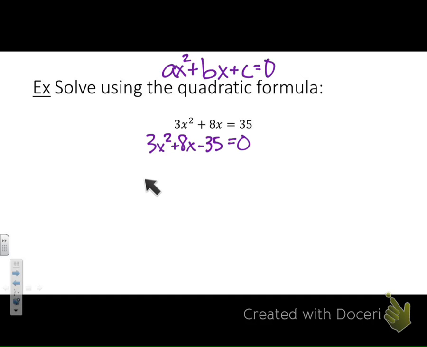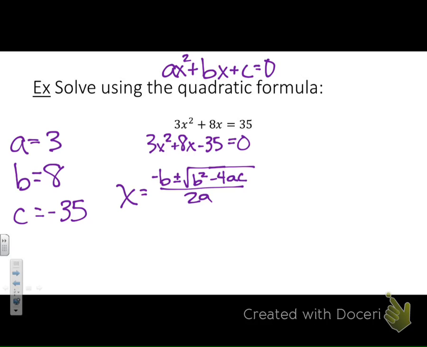Let's actually map out what our a is, what our b is, and what our c is. Off to the side, leading coefficient is 3. The linear coefficient is 8. And the constant term is negative 35. I'm going to copy down the quadratic formula before I perform it. So, first thing is I want the opposite of b. Opposite of 8 is negative 8.